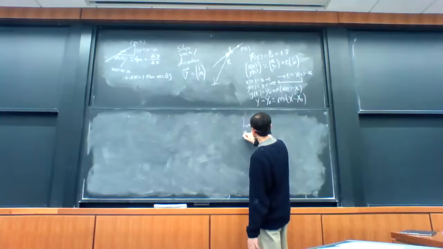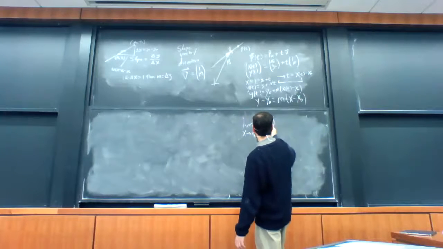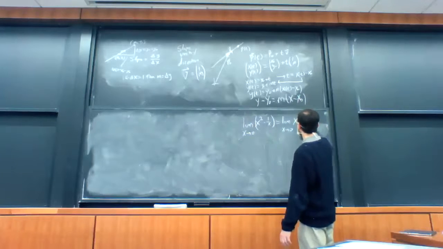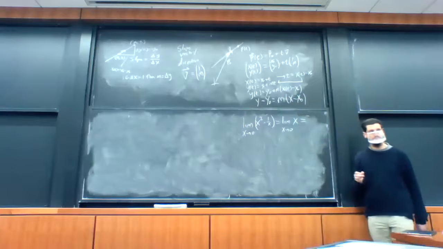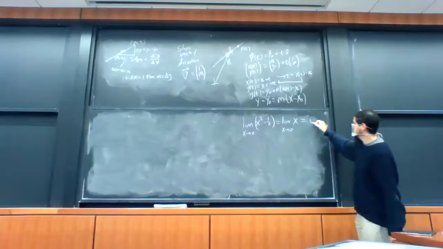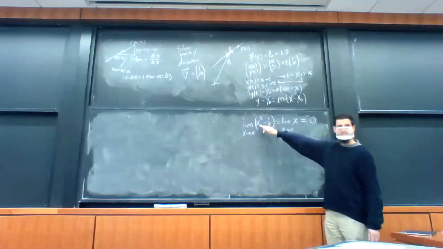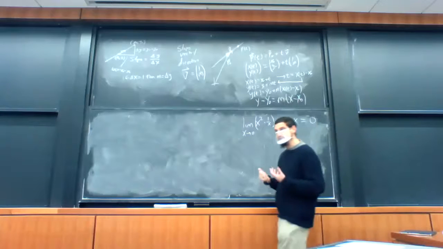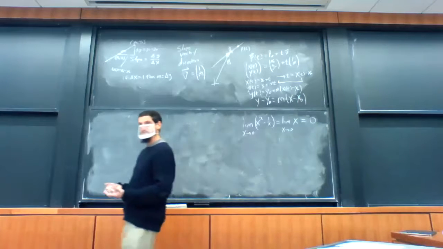What is the limit as x goes to 0 of x squared times 1 over x? Well, that's the same as the limit as x goes to 0 of x. What does that equal? 0. And so here, the limit of x squared is 0. The limit of 1 over x is infinity. In this case, 0 times infinity is 0.